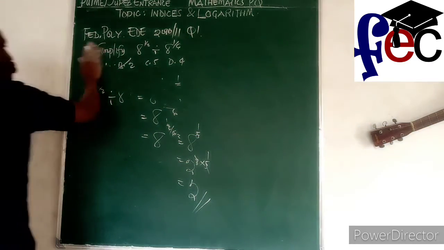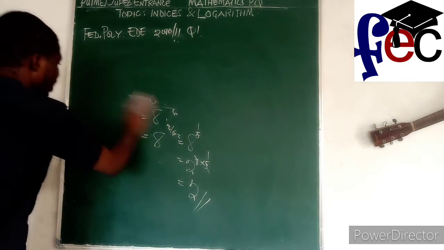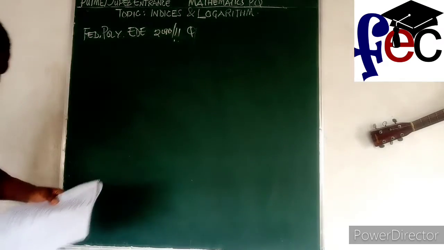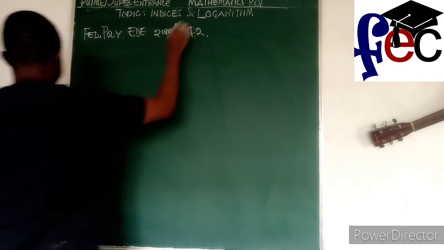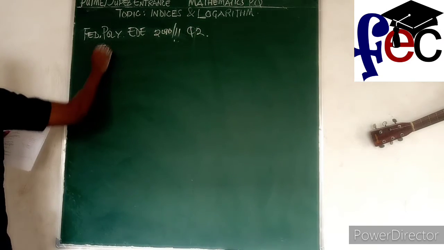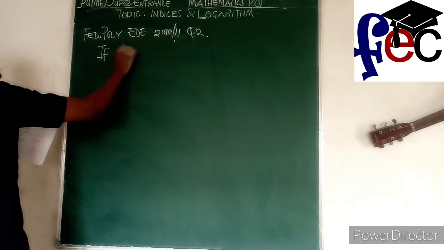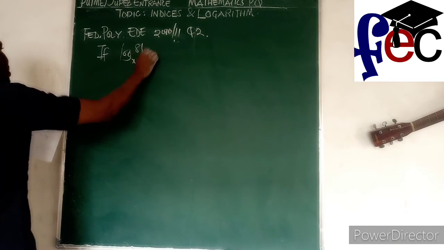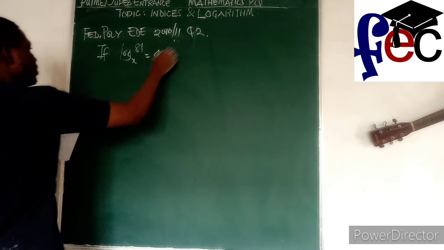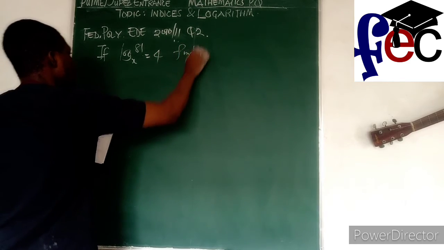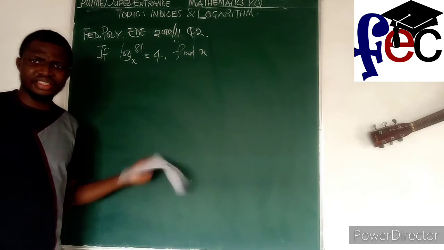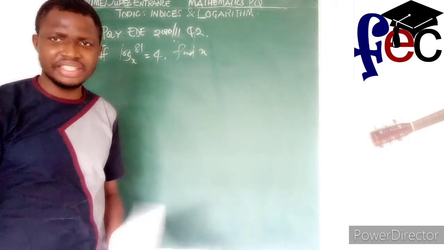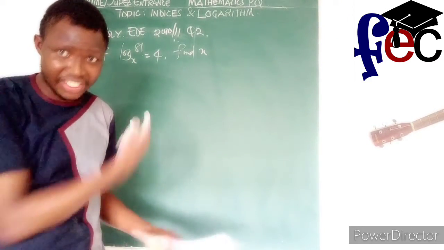Question number 2 of the same year is on logarithm. Now, it says if log 81 base x is equal to 4, find x. How do you see this question? They don't have questions now. I even thought it's very difficult. Maybe you see that it's very simple.